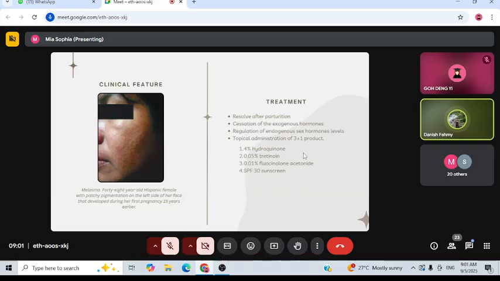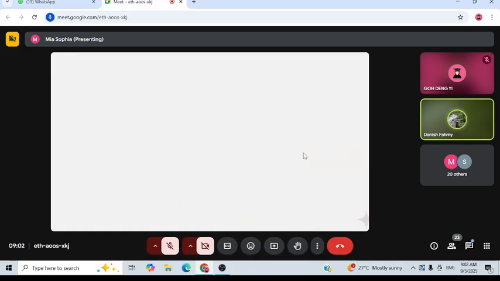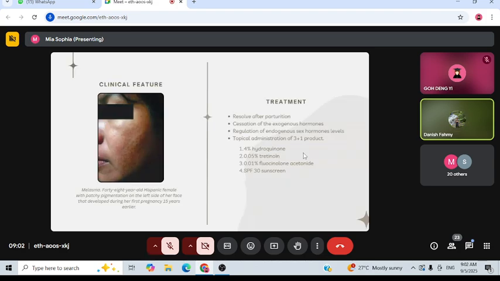The treatment is resolved after cessation of exogenous hormones, regulation of endogenous sex hormone levels, and topical administration of 3+1 products. The products are 4% hydroquinone, 0.05% tretinoin, 0.01% fluocinolone acetonide, and SPF 30 sunscreen. SPF stands for sun protection factor, and 30 means it only allows about 1/30 of the UV rays to reach your skin. It's good for daily use.